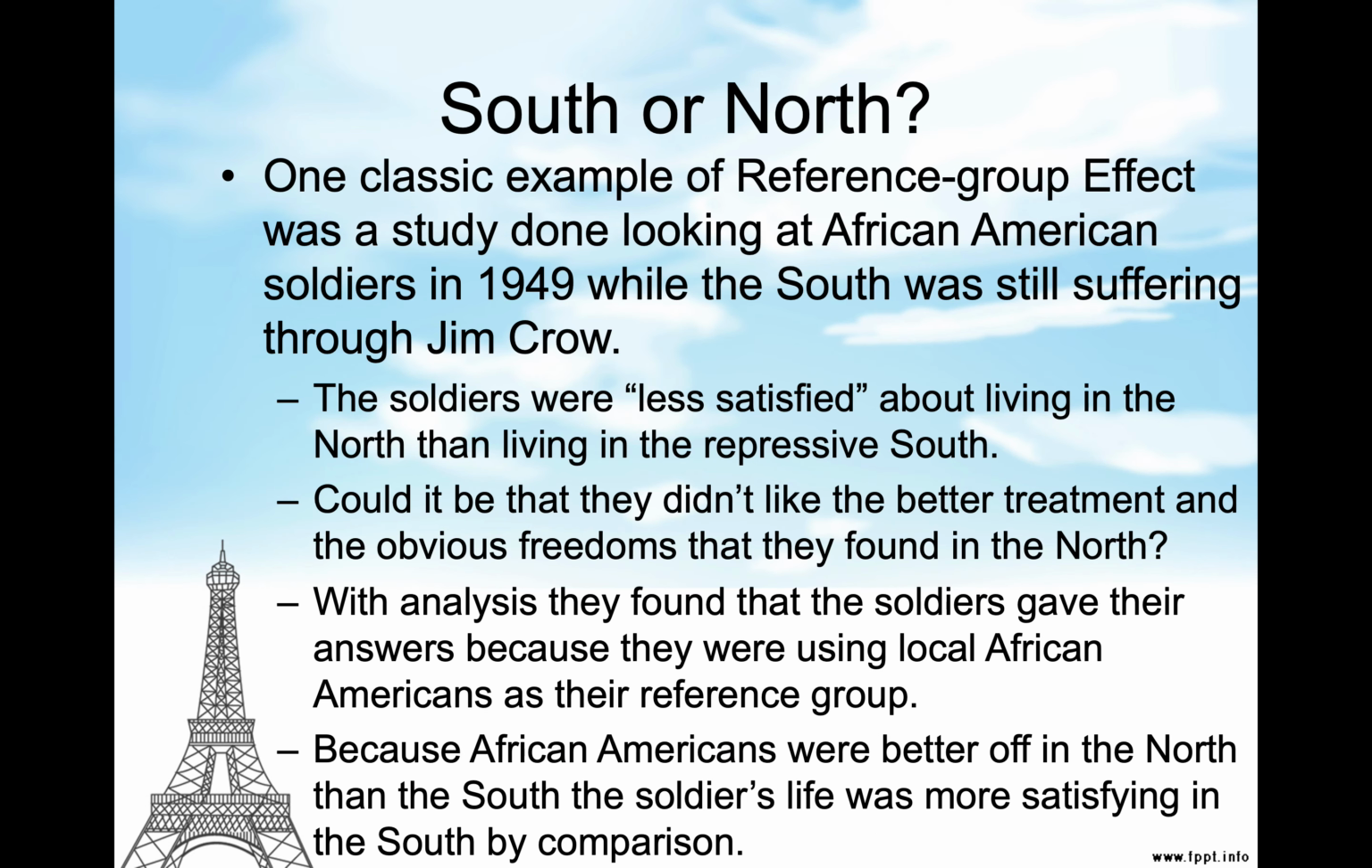One classic example of reference group effect was a study done looking at African American soldiers in 1949 while the South was still suffering through Jim Crow. The soldiers were less satisfied about living in the North than living in the repressive South. Could it be that they didn't like the better treatment and the obvious freedoms that they found in the North?